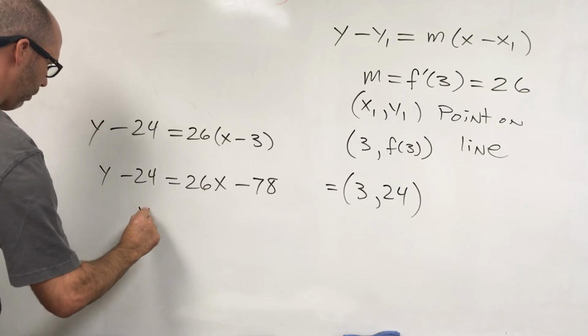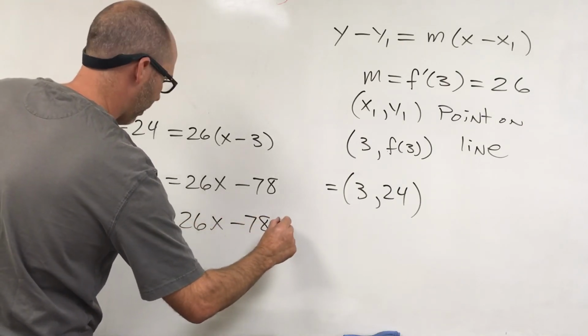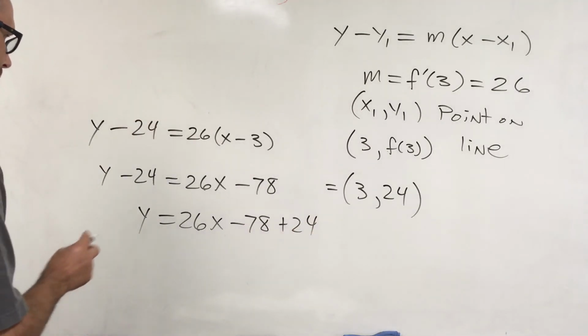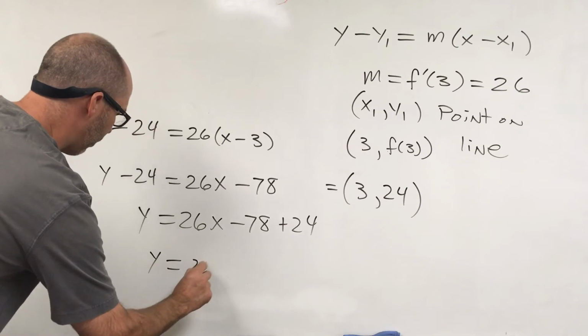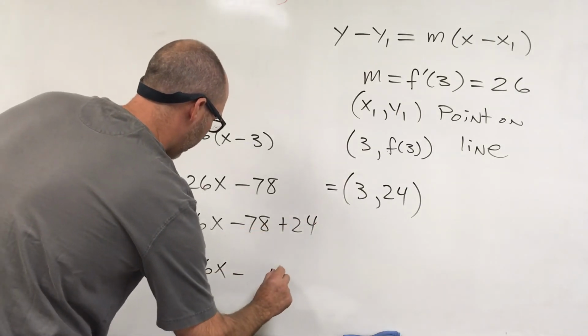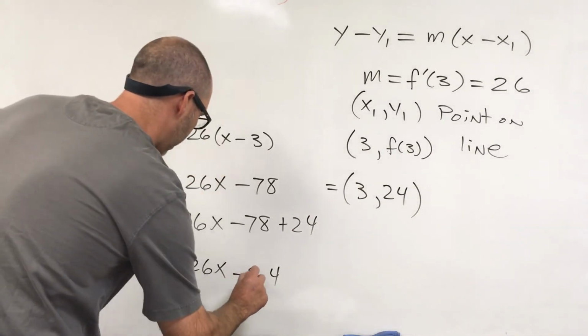So y equals 26x minus 78 plus 24, which gives y equals 26x minus 54.